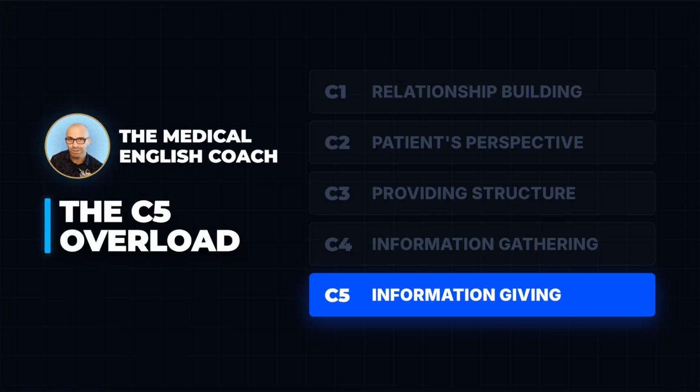Clinical Communication Criterion C5 is the final obstacle standing between international medical graduates and their passing grade. Most candidates assume that C5 is simply a test of medical accuracy. They believe that if they deliver every treatment detail printed on their candidate card, they will automatically secure maximum marks. That is a critical error.